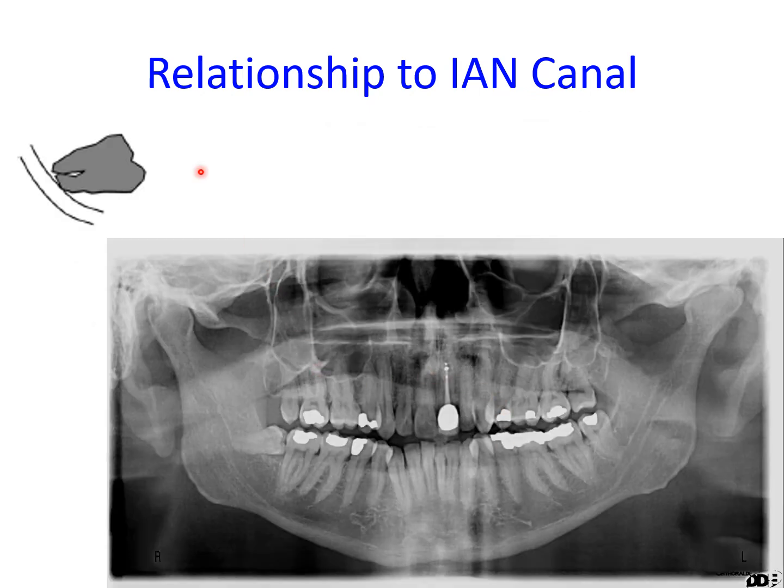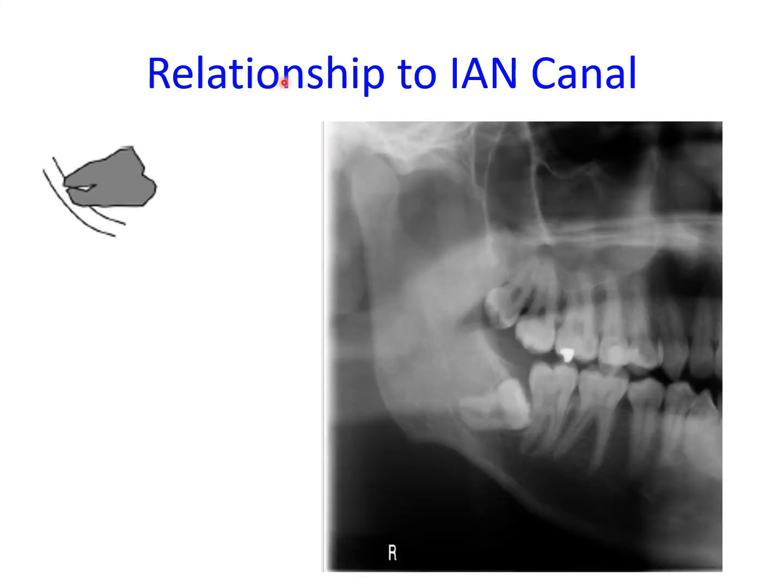On the other hand, if the root apices are impinging on the inferior alveolar nerve canal, then it's a moderate risk to the inferior alveolar nerve during surgical removal of the wisdom tooth. And finally, the root apices may begin to overlap the inferior alveolar nerve canal shadow, and that indicates a high risk of iatrogenic damage during surgical removal of the wisdom tooth.